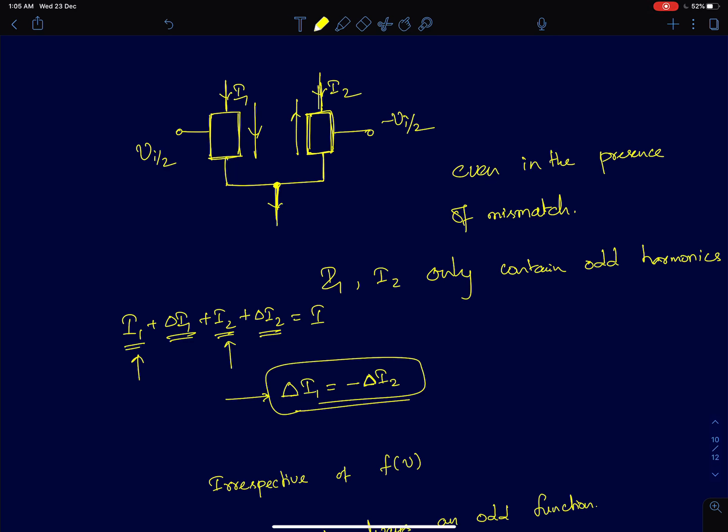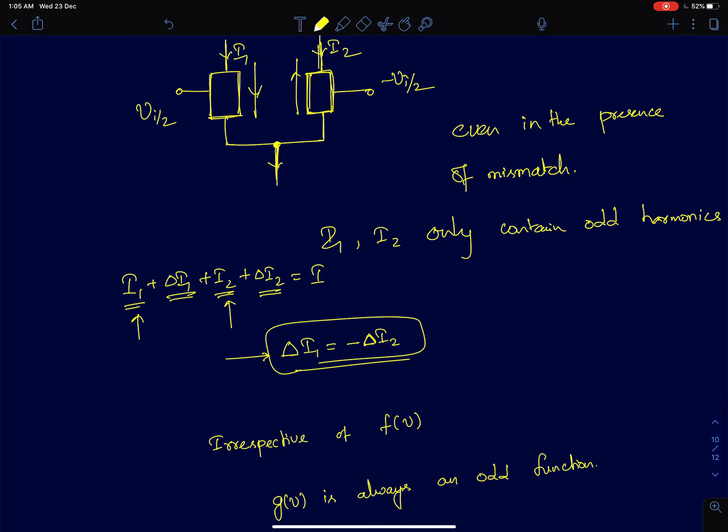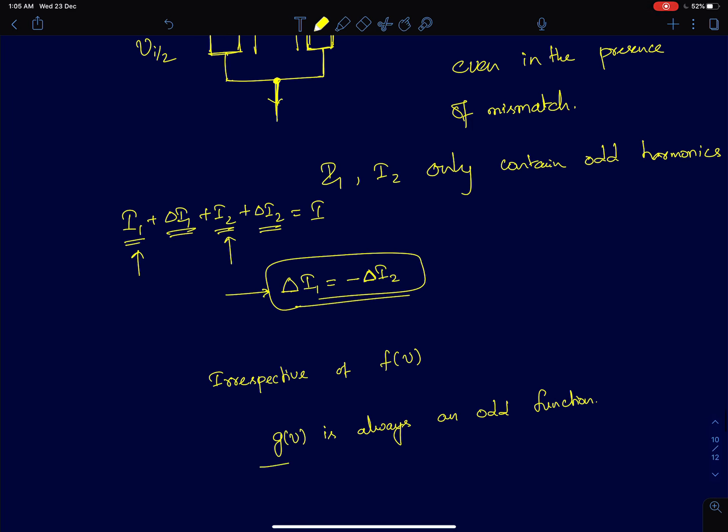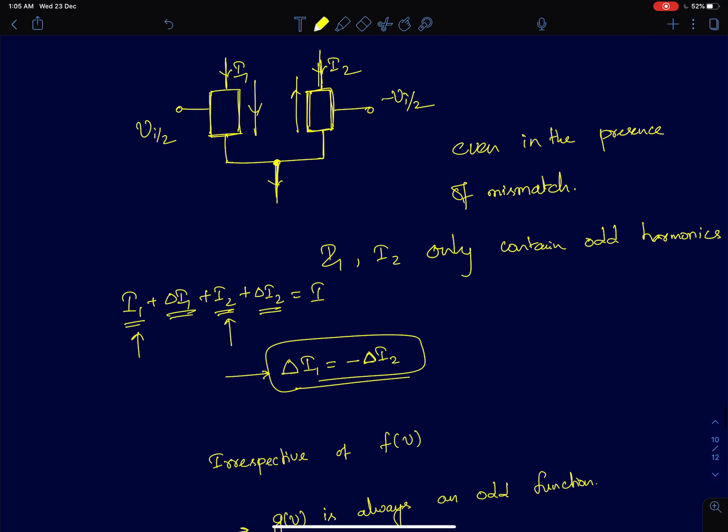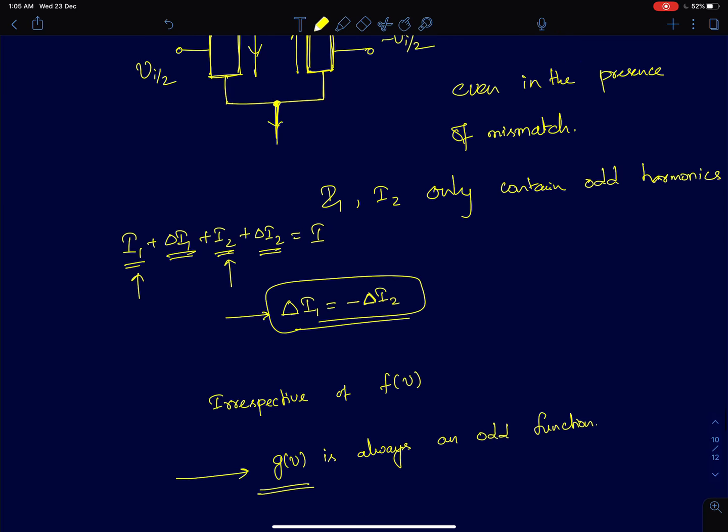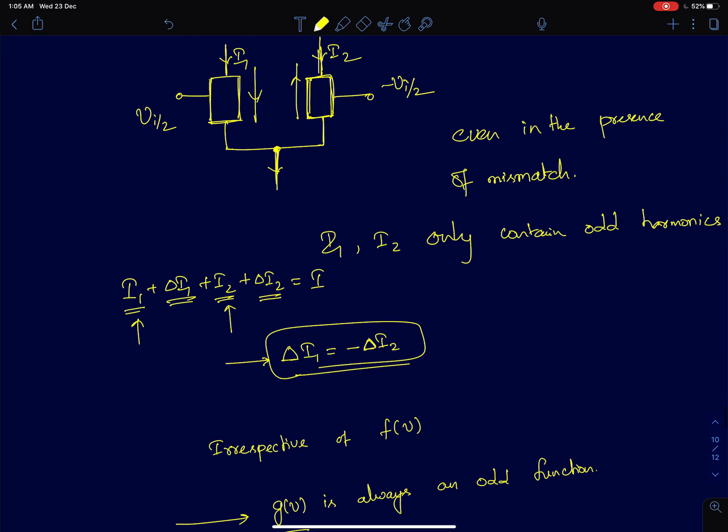So irrespective of whatever be the nonlinear characteristic, even in the presence of mismatch, G of V, the currents will always have odd harmonics, will only contain odd order terms, odd harmonics of the input voltage. And this is forced because of the constant current source. Now if the current source has a finite output resistance, then in that case you will have even harmonics as well.